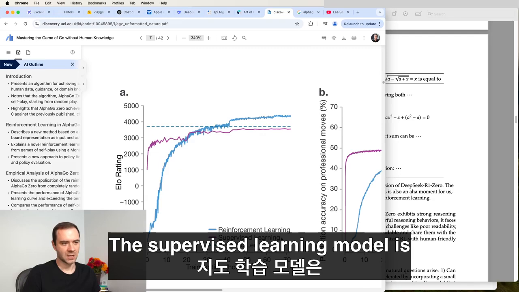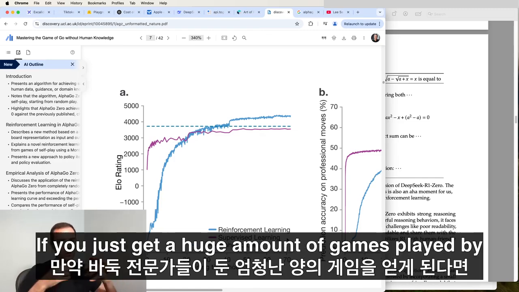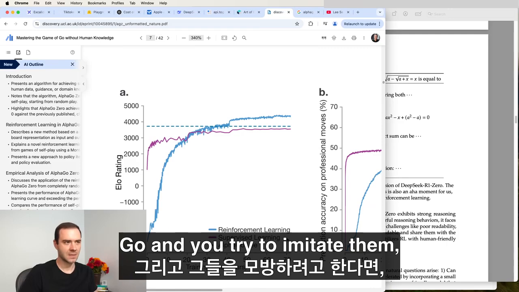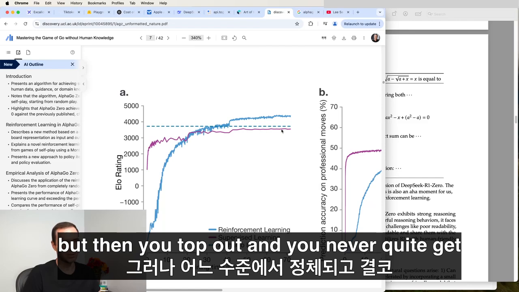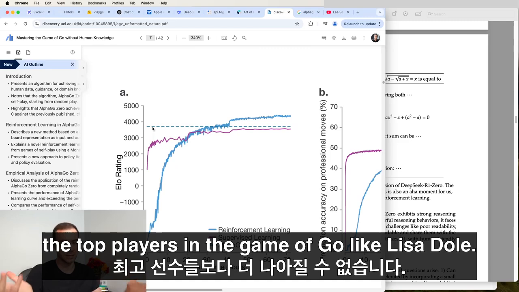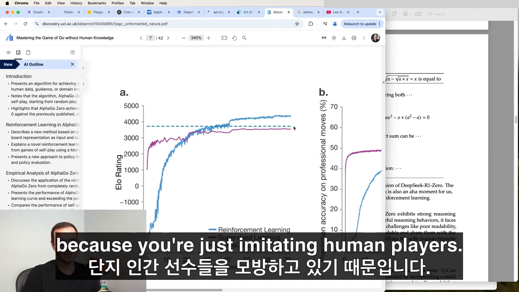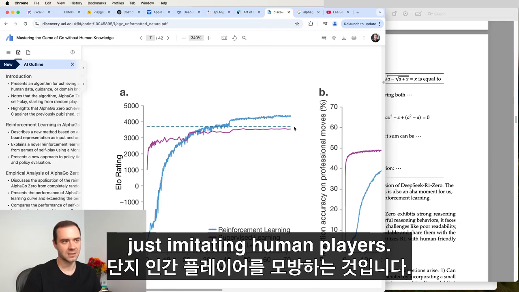So the supervised learning model is imitating human expert players. If you just get a huge amount of games played by expert players in the game of Go and you try to imitate them, you are going to get better, but then you top out. And you never quite get better than some of the top players in the game of Go, like Lee Sedol. So you're never going to reach there because you're just imitating human players. You can't fundamentally go beyond a human player if you're just imitating human players.